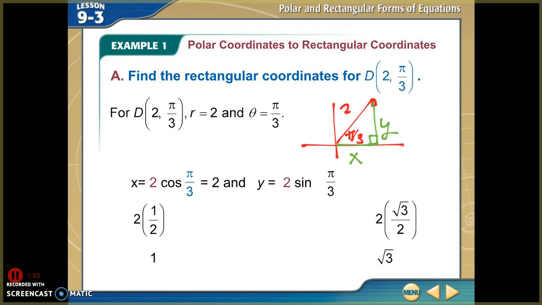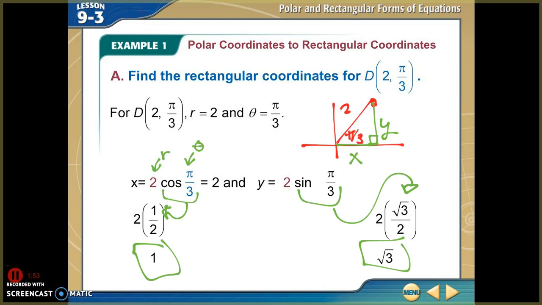So we just use our properties of r cosine theta and r sine theta, and our unit circle values: cosine of pi over 3 is 1/2, and sine of pi over 3 is root 3 over 2. When we simplify, we get 1 and root 3, which means this point is over 1 and up root 3 in terms of x and y.